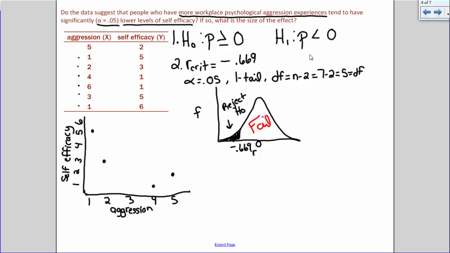6 and 1, so 6 aggression. Oh, this one goes to 6 too. Oops, there we go. 6 aggression, and then 1 self-efficacy, right there. And then 3 for aggression and 5 for self-efficacy, so right about here. And then 1 for aggression and 6 for self-efficacy, so here.